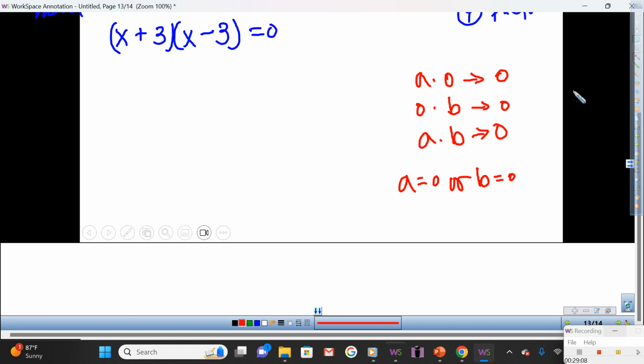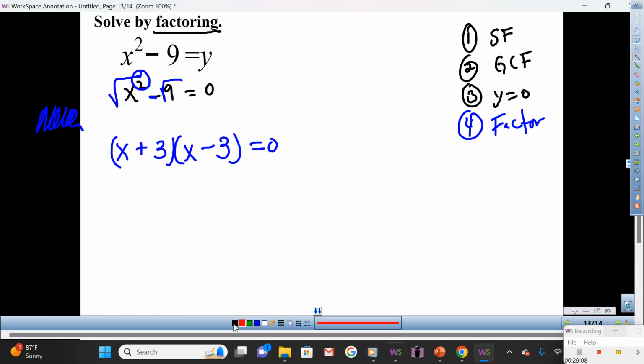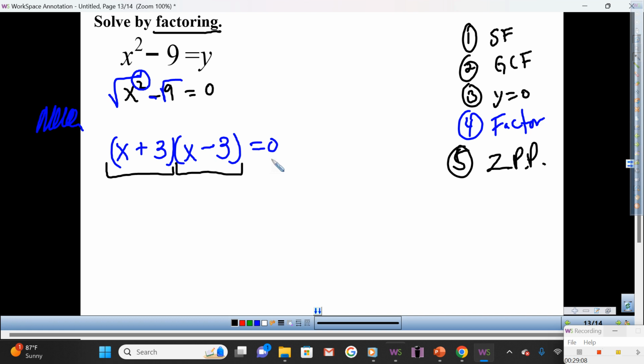Okay, so that takes us to this next step. Step 5, ZPP, known as zero product property. What does that mean, Mr. Q? That when you have something times something equal to 0, that means this one could be 0, or this one could be 0. And at the end, number 6, solve. Copy that, and let's finish it off.